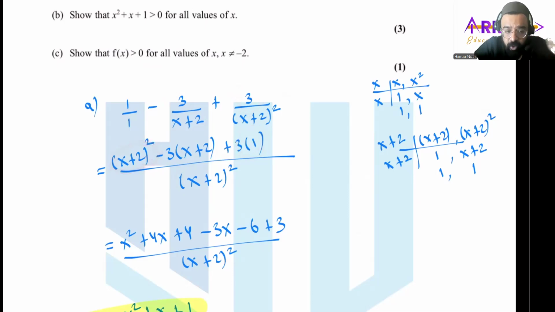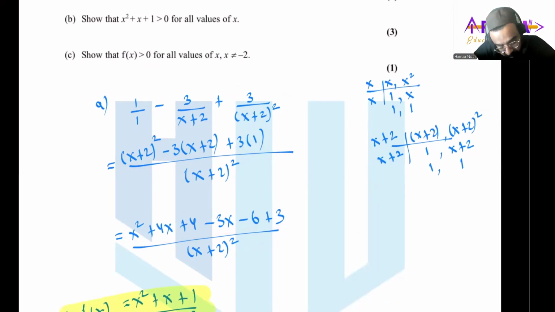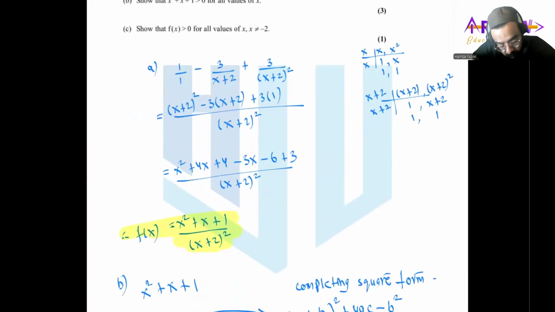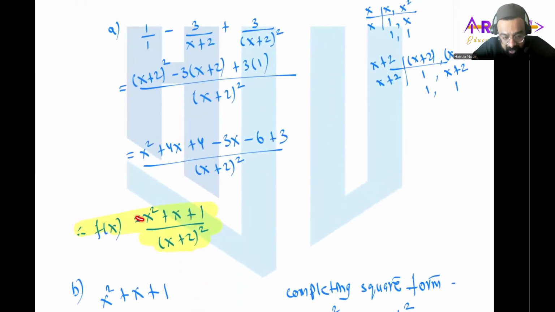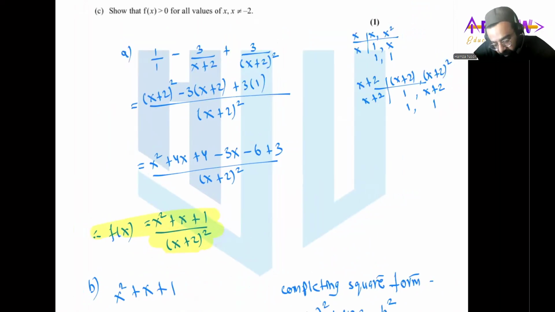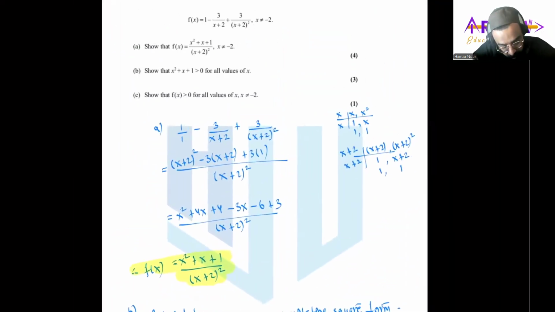So x plus 2 whole squared, when this is expanded, will give you x squared plus 4x plus 4, obviously, and then minus 3x minus 6, and then plus 3. So when you simplify the numerator, what you get is x squared plus x plus 1, and this is divided by x plus 2 whole squared. So therefore, we have obtained f(x) in the required form. f(x) is equal to x squared plus x plus 1 divided by x plus 2 whole squared.